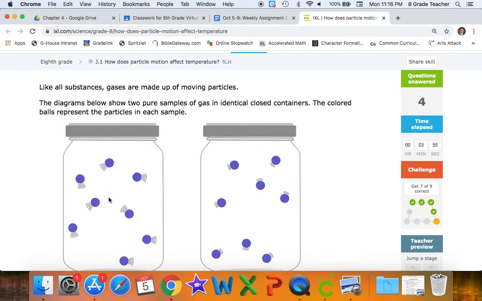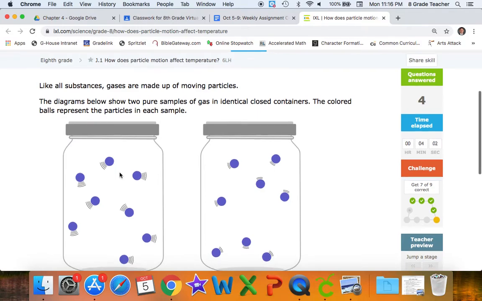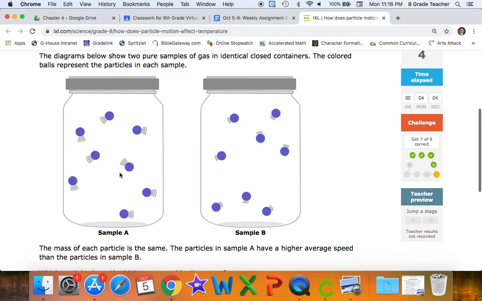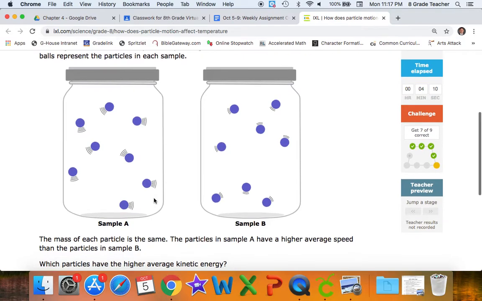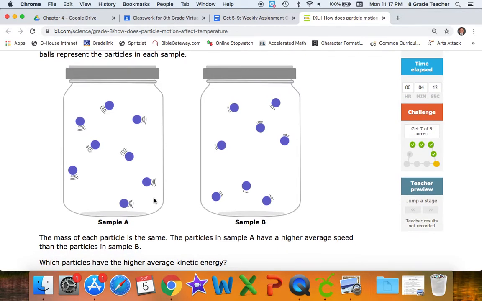Take a look at the gases in these two jars. The diagrams below show two pure samples of gas in identically closed containers. The colored balls represent the particles in each sample. The mass of each particle is the same. The particles in sample A have a higher average speed than the particles in sample B. Which particles have the higher average kinetic energy?